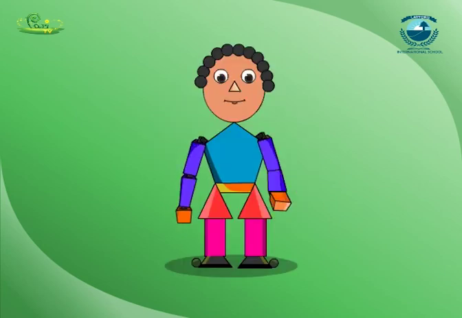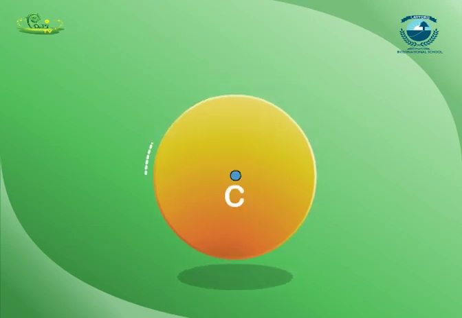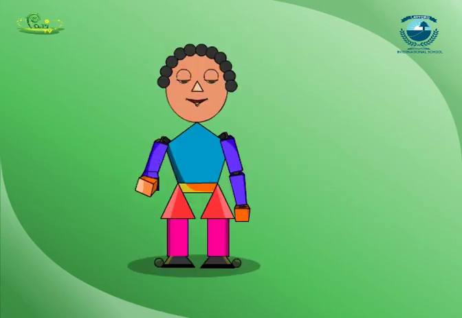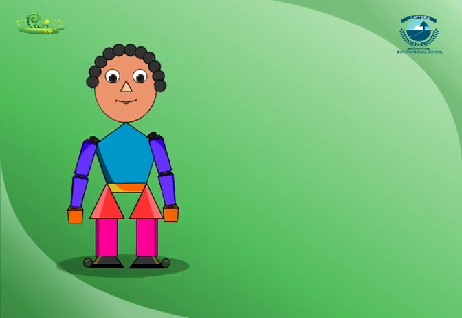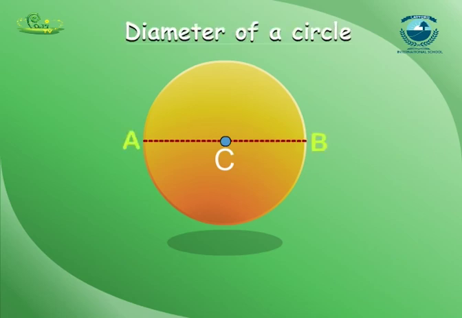Have you ever run in the 400 meter race? Yes? So, what is this 400 meter? This is a distance around a circle. The distance around a circle is its circumference. Let us know about the diameter of the circle. A line segment joining two points on the circle and passing through the center is called the diameter of the circle. Here, AB is a diameter.